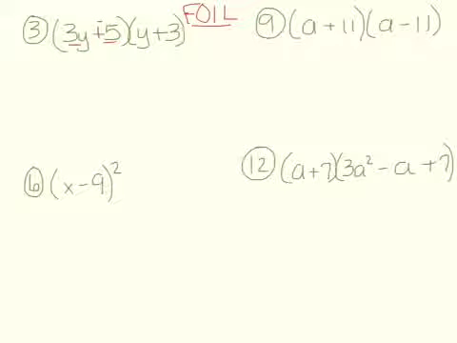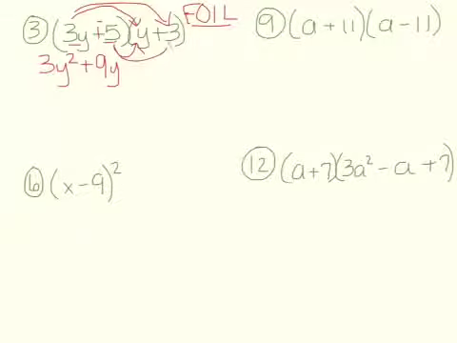So the first one I'm looking at here is number 3. I'm going to multiply 3y times y, and then I'm also going to multiply 3y times 3. So 3y times y is 3y squared, and 3y times 3 is 9y. Next, I'll multiply negative 5 times y and negative 5 times 3. Negative 5 times y is negative 5y, and negative 5 times 3 is negative 15.